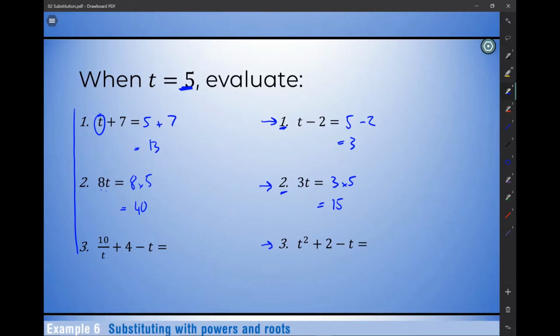Now things get a little bit more complicated in this last example. Remember, we replace every t with a 5. And what we end up with is 10 divided by 5, which is 2, plus 4 minus 5, or 1. And now you guys are going to have an attempt at number 3. Pause the video while you do.